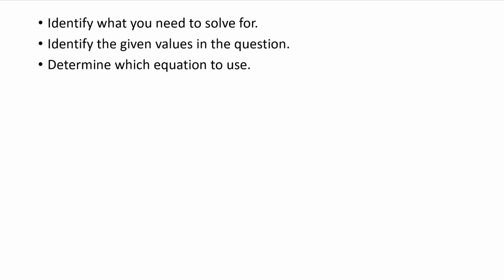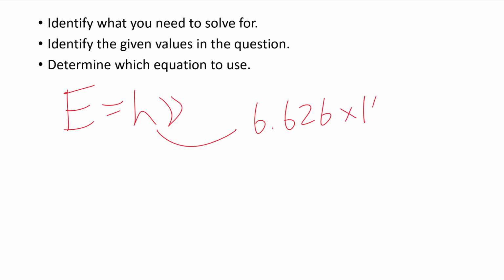So the 3 things you have to do for every question are identify what you need to solve for, identify the given values in the question, and determine which equation to use from the ones you have available. The equations you're going to have available are E equals h nu, where h is Planck's constant, and h's value is 6.626 times 10 to the negative 34 joule seconds. You'll be given that on the quiz. You don't have to memorize it. And as you know, this V symbol, nu, is frequency, and E is energy.